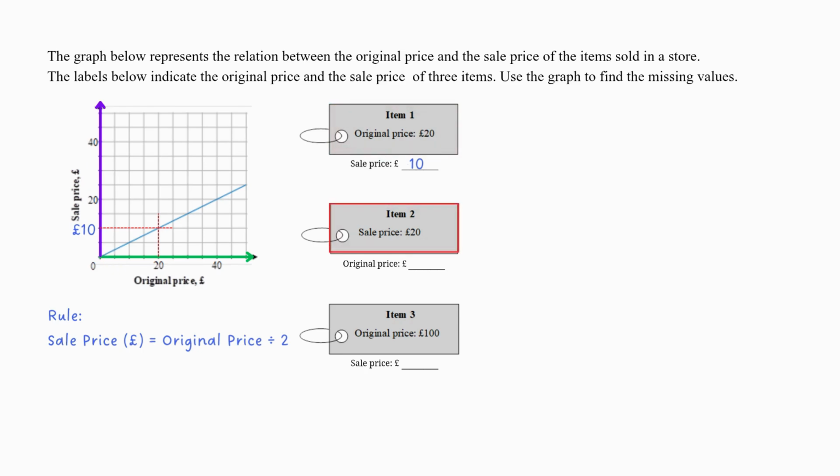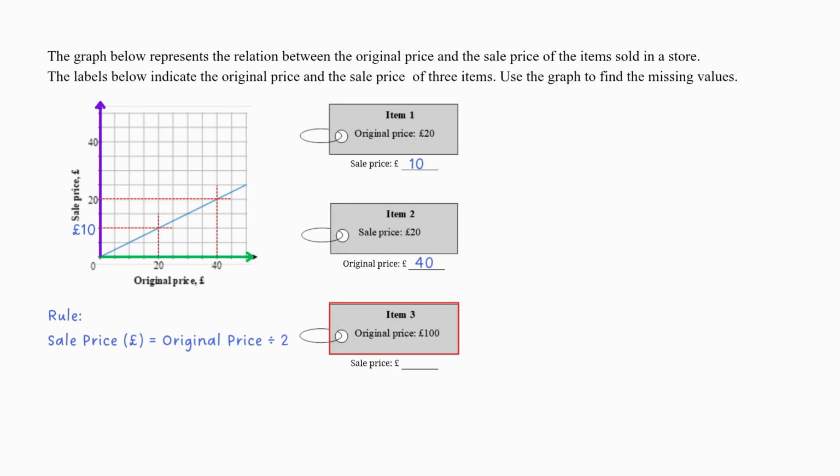Item 2, sale price is £20. This time, find 20 on the vertical axis, or sale price. Move your finger right until you hit the blue line. Go straight down to the bottom. It lands on 40. So the original price is £40.